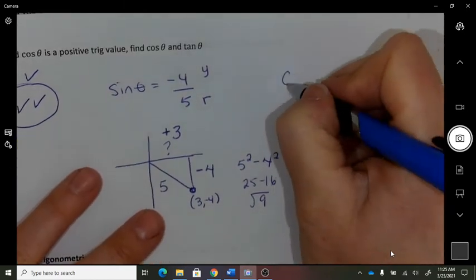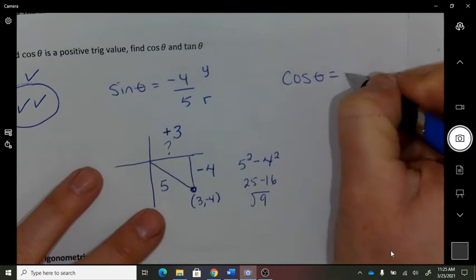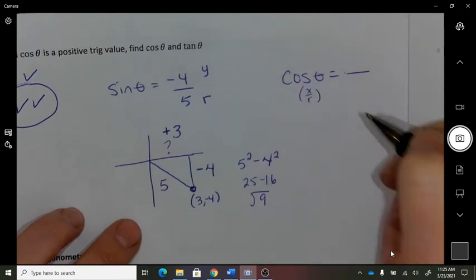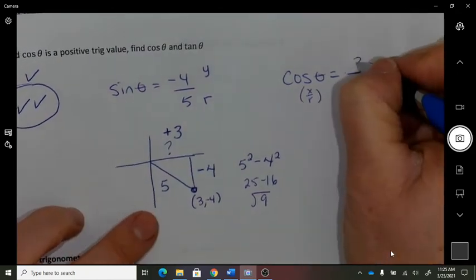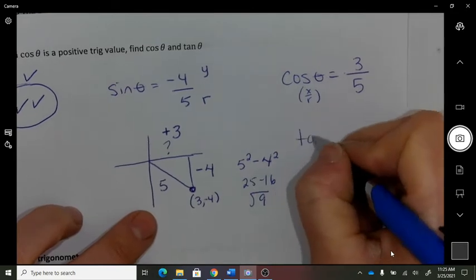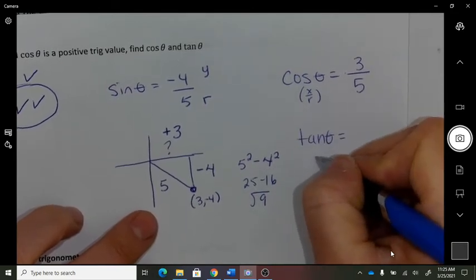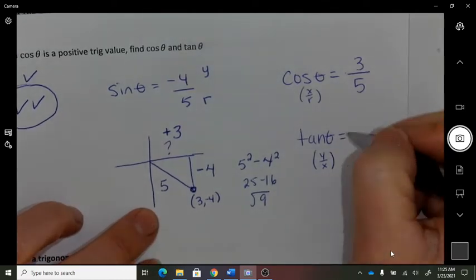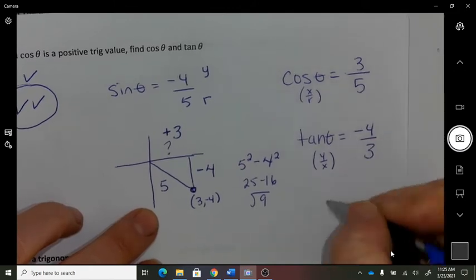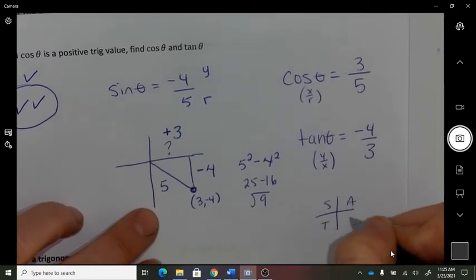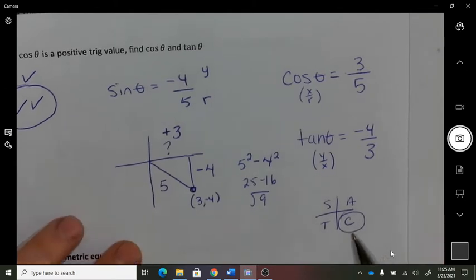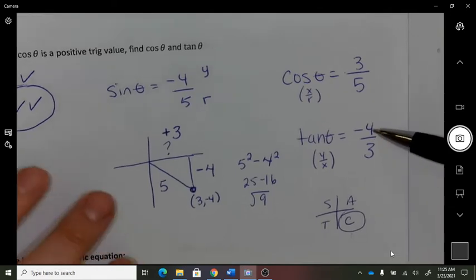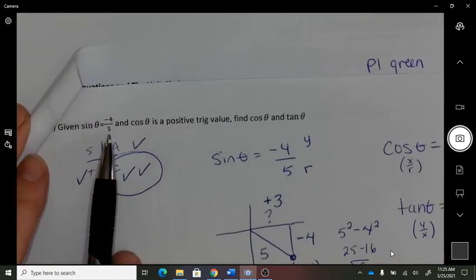Okay, so now I'm going to state what is the cos fraction trig value. So I'm going to think x over r is the formula. So 3 over 5, and the tan, so the formula is y over x, so that would be negative 4 over 3. So I better understand that my cos should have come out positive, tan is negative, sine is negative.